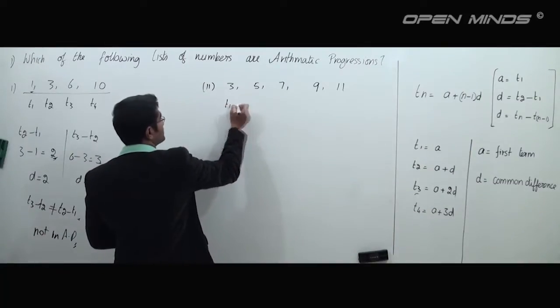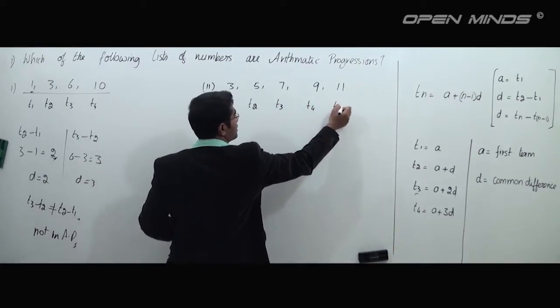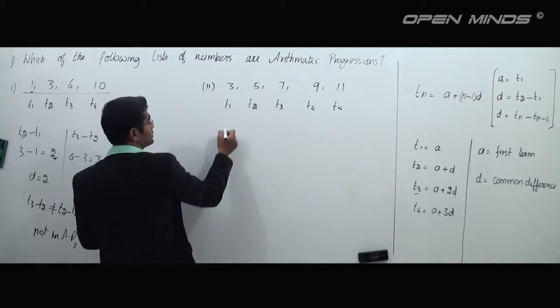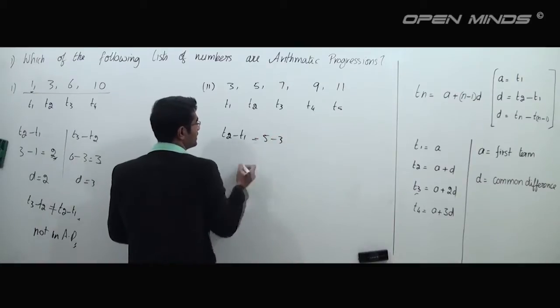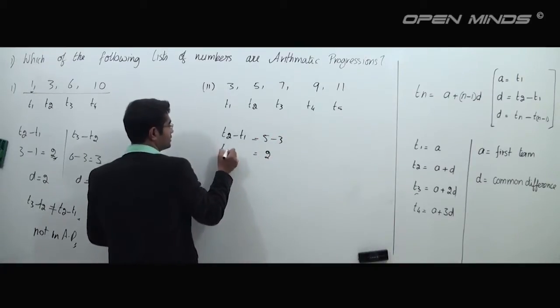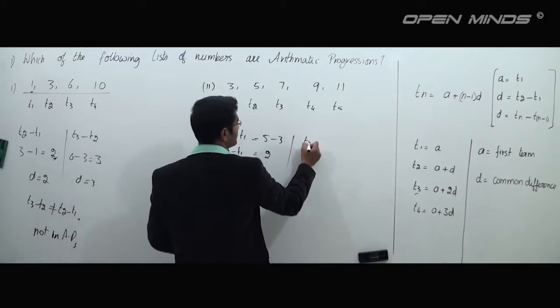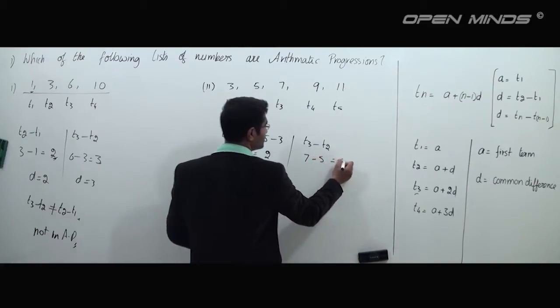Now let me take this guy as T1, this is T2, this is T3, this is T4, and this is T5, right? Now, what I'm doing is find the difference between these two terms, the T2 minus T1. That goes like 5 minus 3. That's like 2 here. T2 minus T1 is 2. Let's go with this, guys. That is T3 minus T2. That's like 7 minus 5. That's again 2. Look at that.